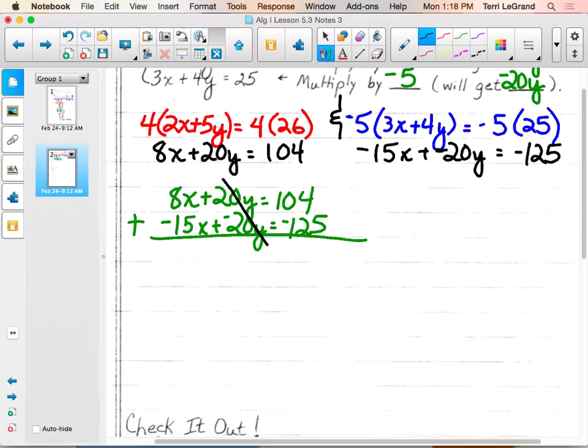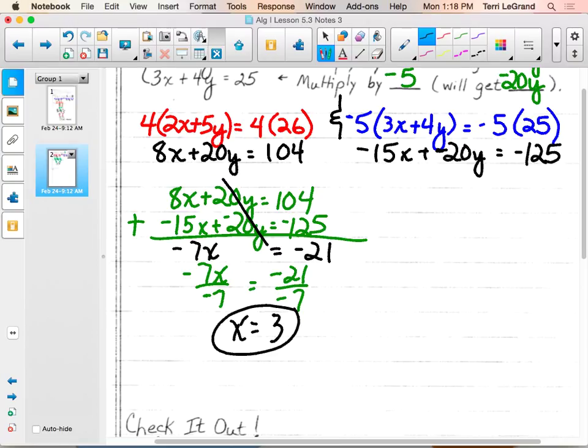Okay, what's 8 plus negative 15? Negative 7. So that's negative 7x. And what's 104 take away 125? Or plus negative 125? Negative 21. Go ahead and finish solving that one for x. I got x equals 3. Okay, we're going to compare each other's check.